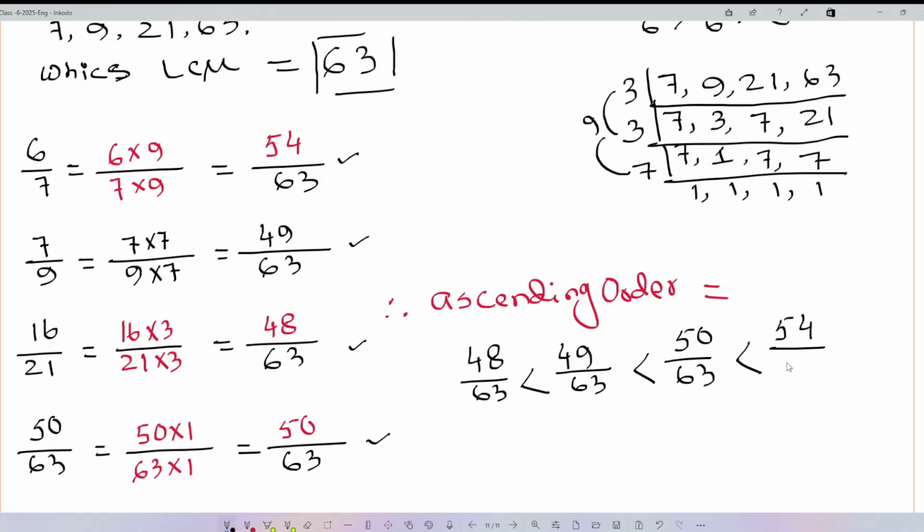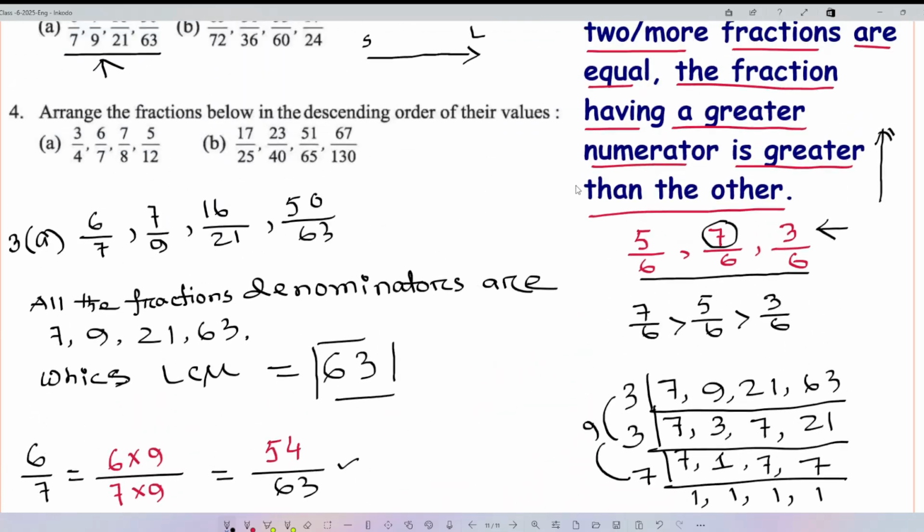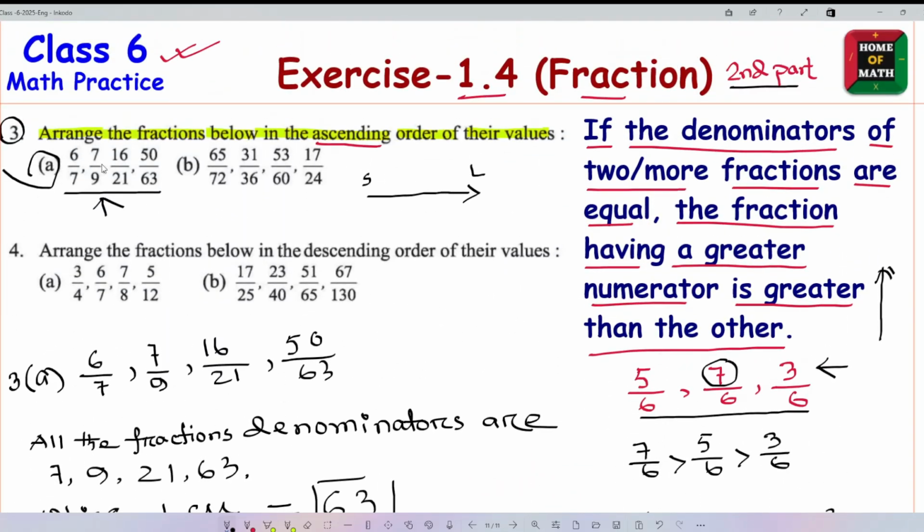54 by 63. So 48 by 63 means 16 by 21, then 49 by 63 means 7 by 9, then 50 by 63 is 50 by 63, and finally 54 by 63 means 6 by 7, and this is our answer. I hope this is clear. So number A is done. Now we will start number B, a similar method.